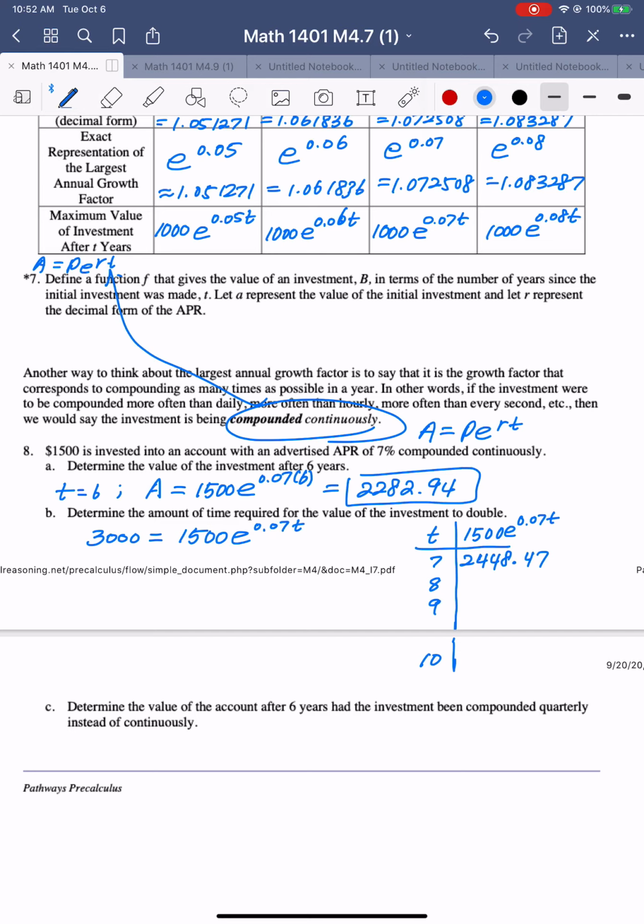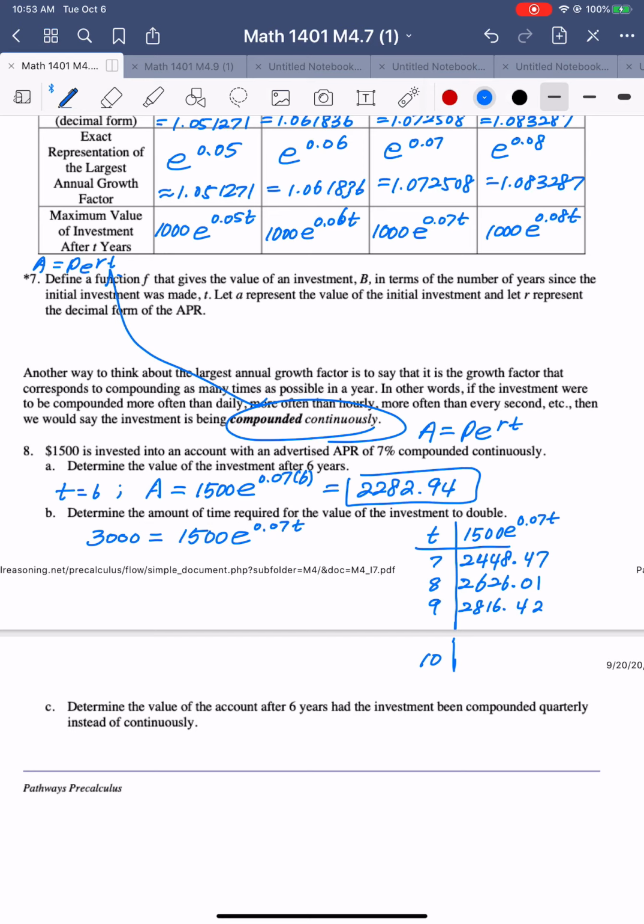And then for 8 years, I use 1,500 and the base e to the 0.07 times 8 years. And then it becomes $2,626.01. For 9 years, 1,500 and e to the 0.07 times 9 years, and I got $2,816.42. Still not the 3,000. So it's going to take more than 9 years, but very close. Okay, so let's use 10.